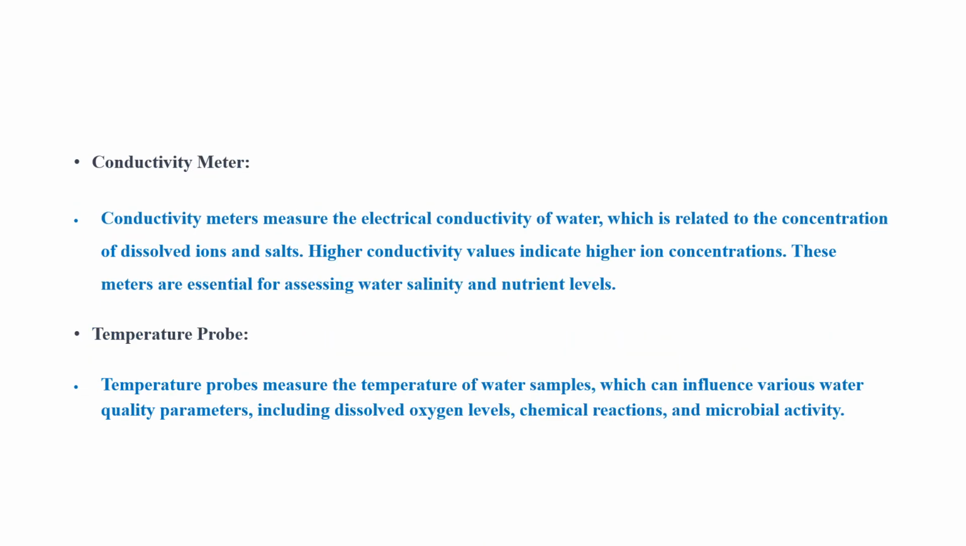And the next one is the conductivity meter. As I said already, the dissolved salts and the electrical conductivity have a proportional relationship. Conductivity meters measure the electrical conductivity, and higher conductivity values indicate higher ion concentrations. So these meters are essential for assessing water salinity and nutrient levels.